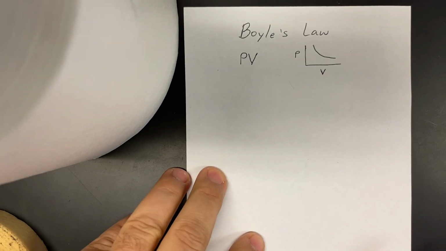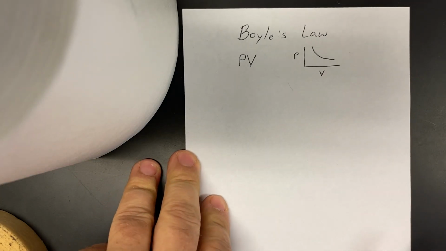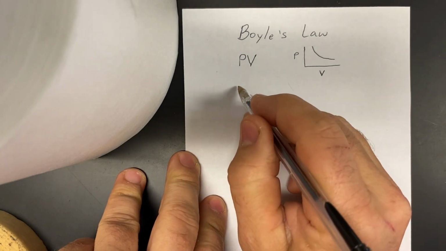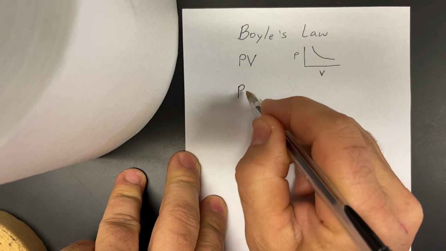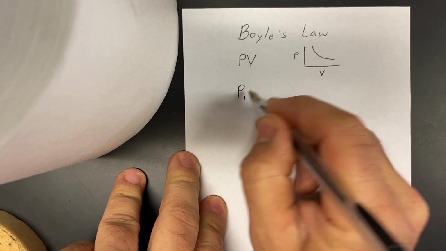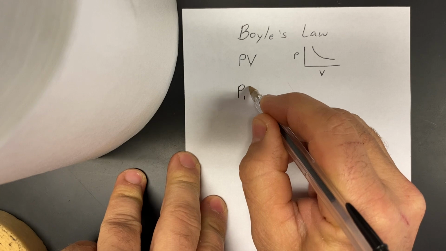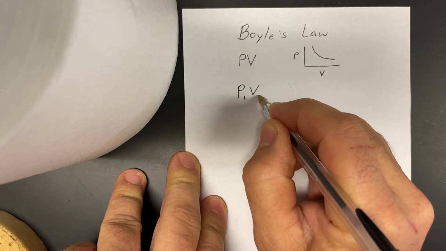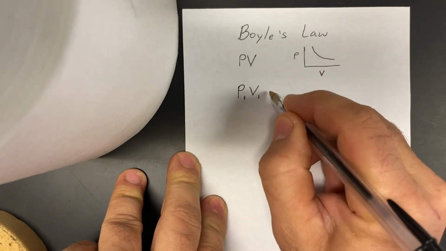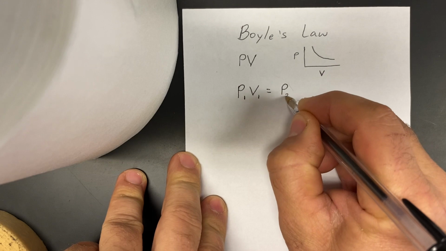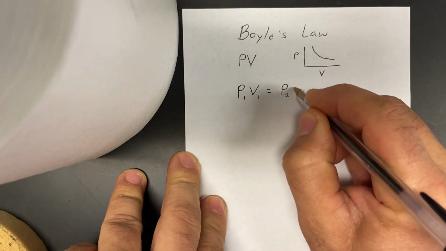All right, so I'm going to give you a couple different approaches to how to solve these. Essentially, what you have going on, you can say the pressure in the beginning, we'll call that pressure 1, and the volume in the beginning, we'll call that volume 1. That's going to be equal to the pressure after, we'll call that pressure 2.